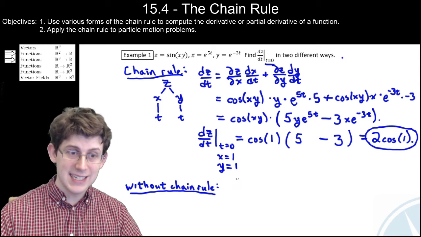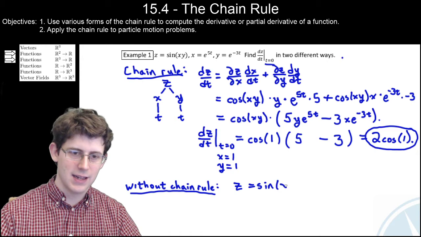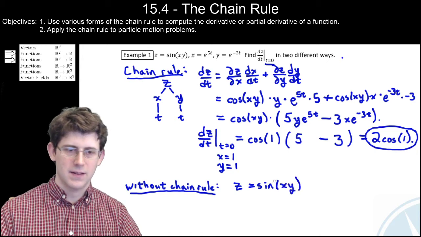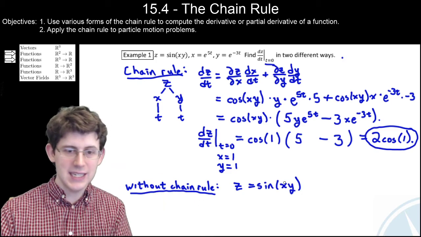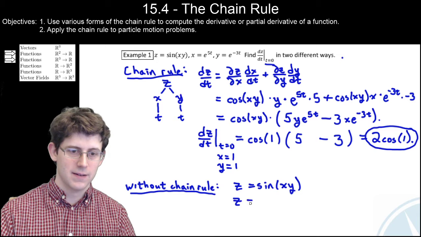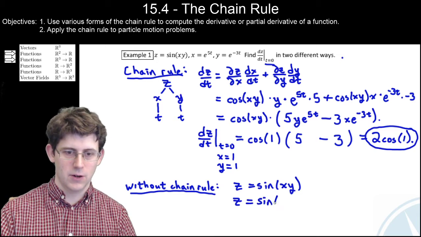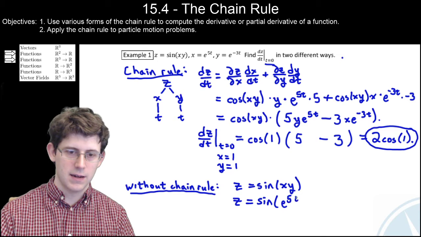It's asking for dz dt, and z is sine of xy. So to find dz dt, you could instead just say, well, there's no t's in here. I want everything in terms of t before I do any work at all. So sure, go for it. X is e to the 5t, and y is e to the minus 3t.